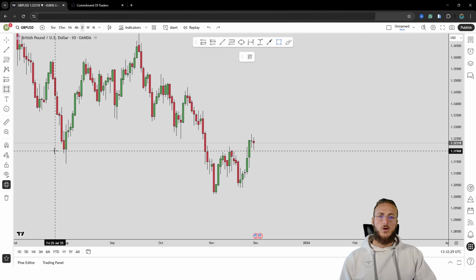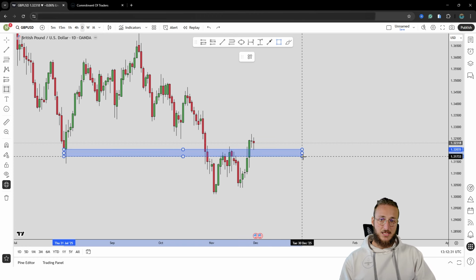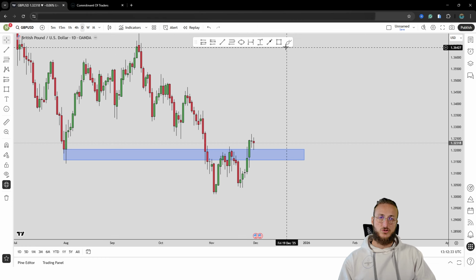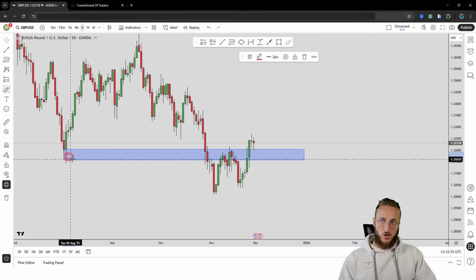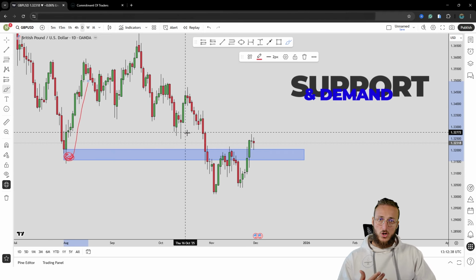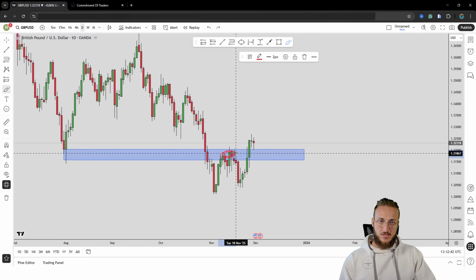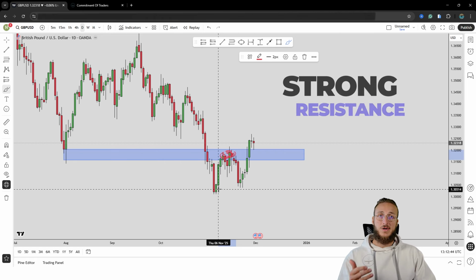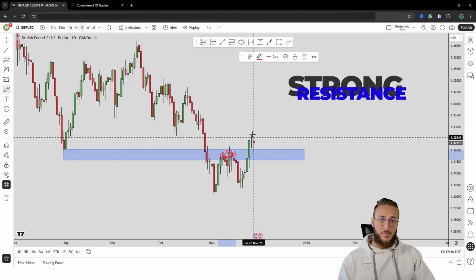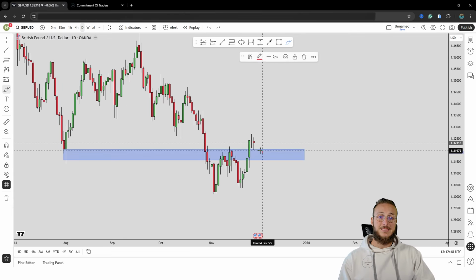Now, how can we identify structure? Well, in this case, it is actually very easy to identify this structure. It is this previous level of daily support and demand, which after the market broke it to the downside here, became resistance. The market respected it as resistance, but now the market has broken back above that zone. So this previous resistance has now turned into support once more.